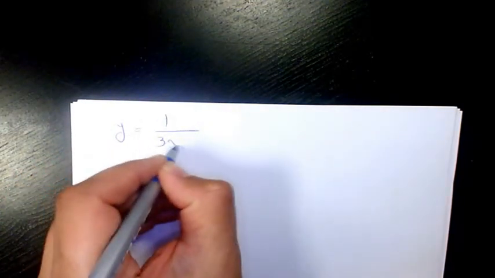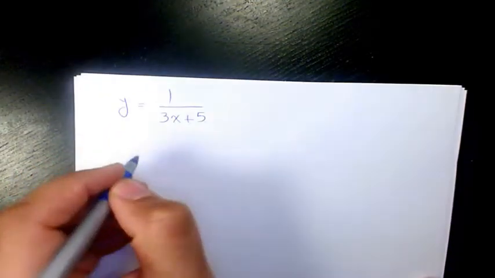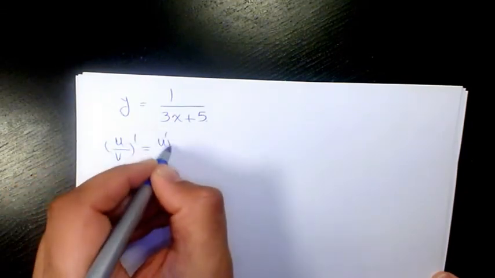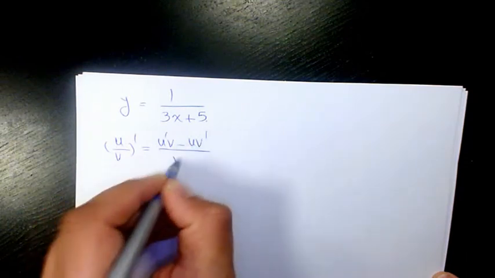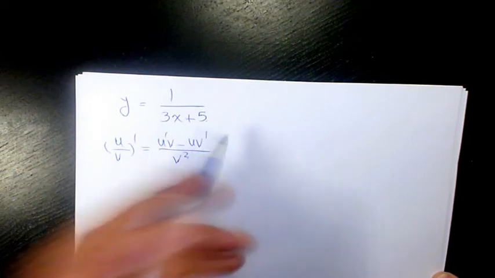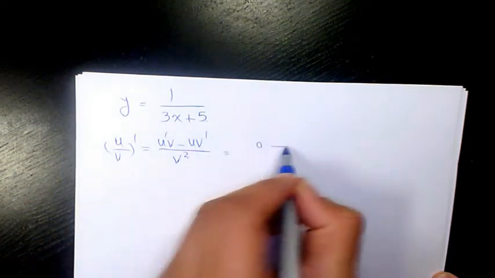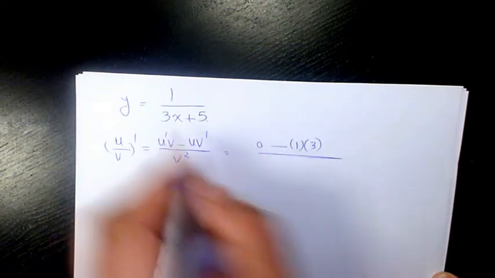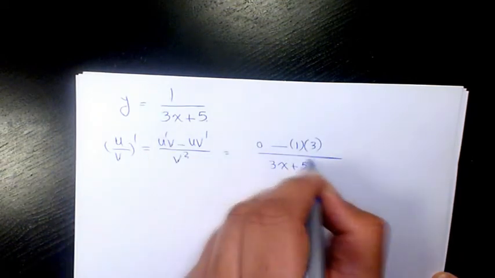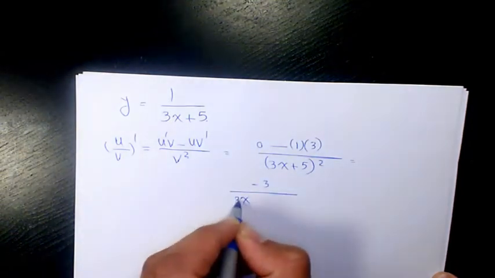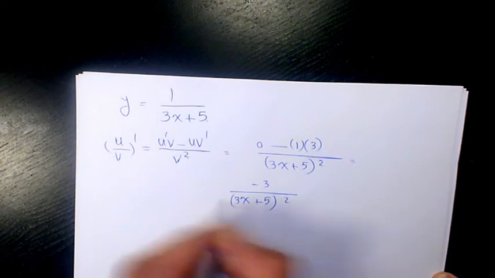We have y equals 1 over 3x plus 5. We need to use the quotient rule, which is u prime v minus u v prime, divided by v squared. The derivative of 1 is 0, times 3x plus 5 is 0, minus 1 times the derivative of 3x plus 5, which is 3, divided by 3x plus 5 to the power of 2. So it's going to be negative 3 divided by 3x plus 5 to the power of 2.